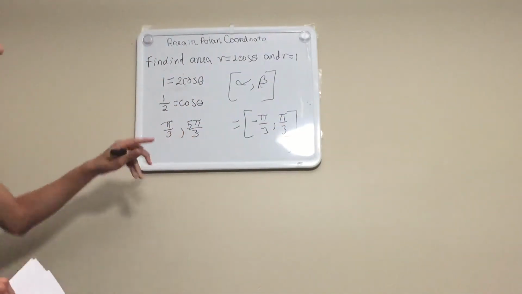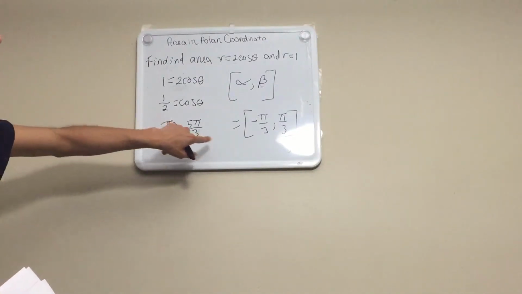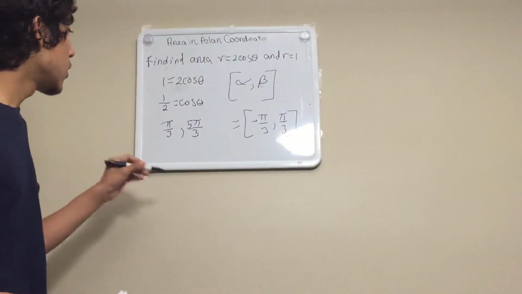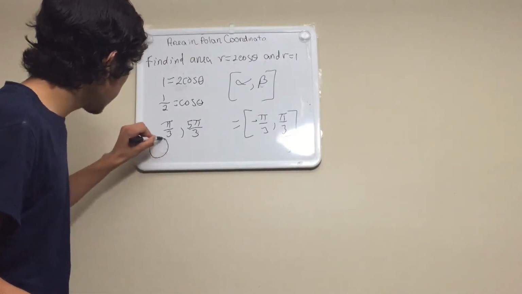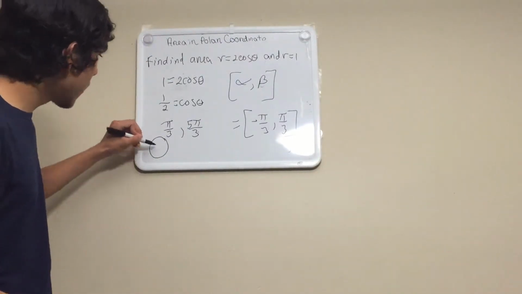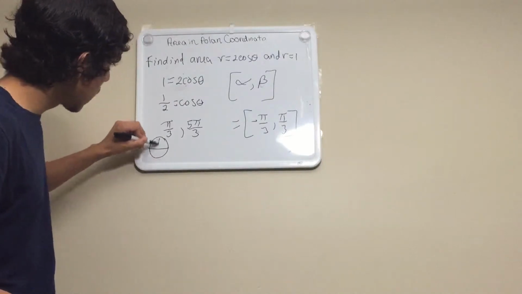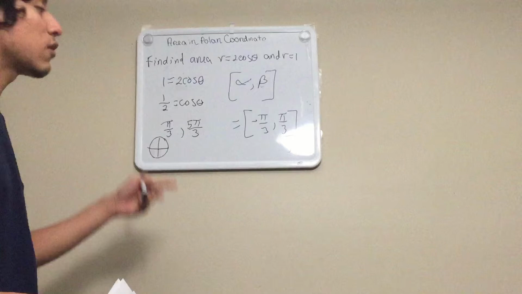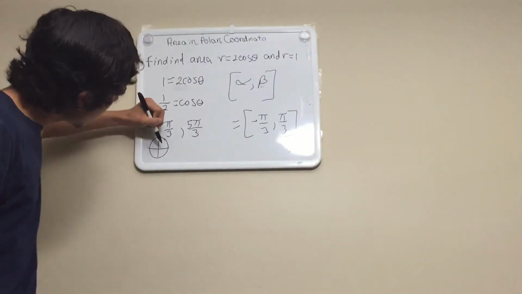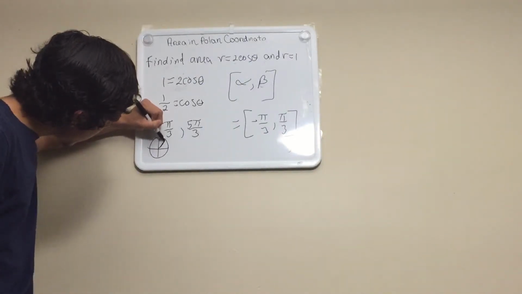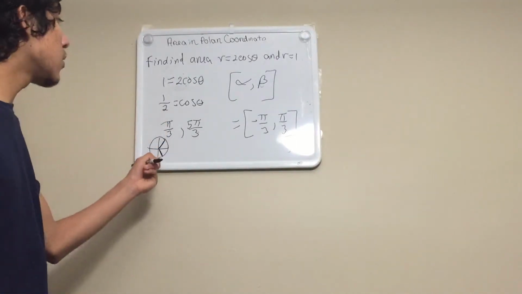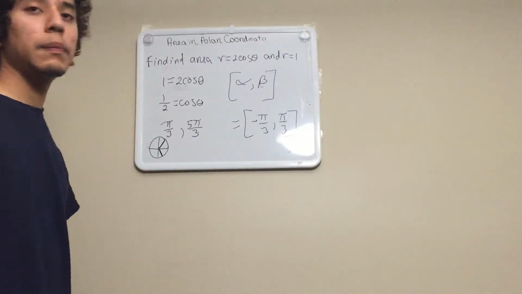And that's simply because pi over 3 and 5 pi over 3 are in the same range in the unit circle. So if we think about it, in the unit circle, we know that this is 90, that's 270, that's 0, and that's 180. So pi over 3 is right there, and 5 pi over 3 is right here. So we can simply call that negative pi over 3.